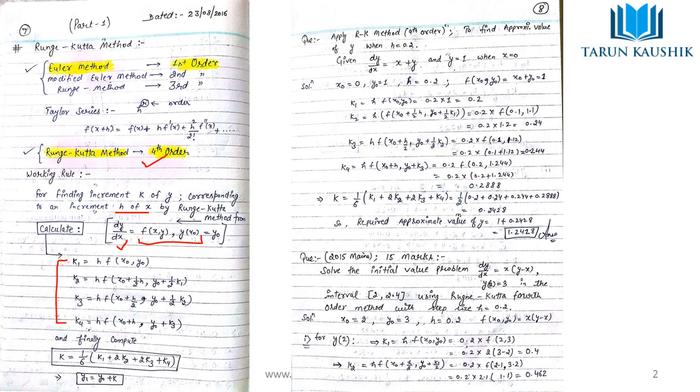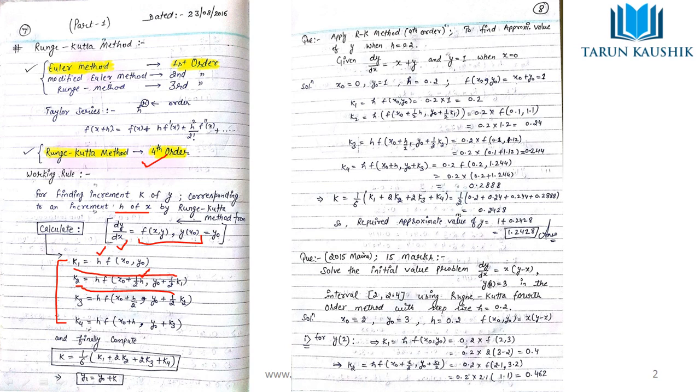Multiply h with every k: k1, k2, k3. In the first one, we have f of x naught, y naught. In the second, you increment x by half of h, that is x naught plus h by 2, and in y you add half of k1. Now having calculated k2, you put half of k2 here.